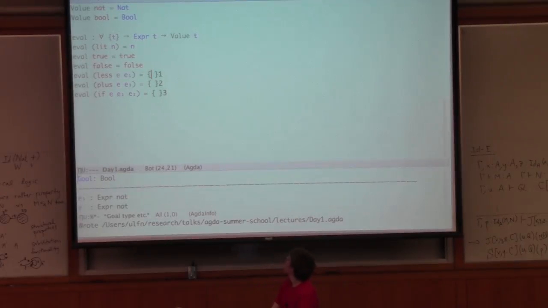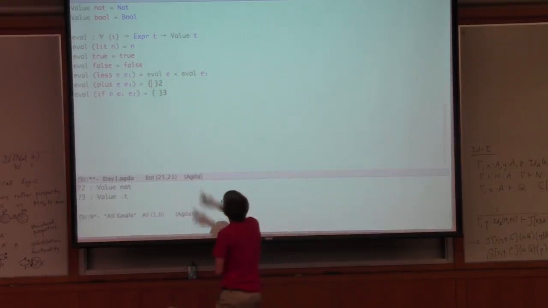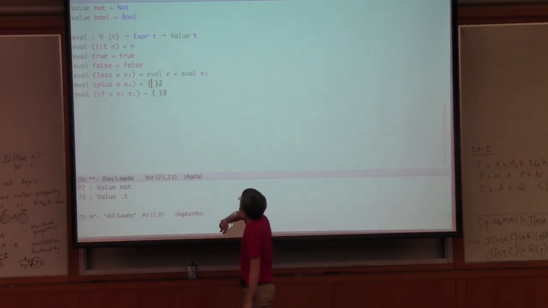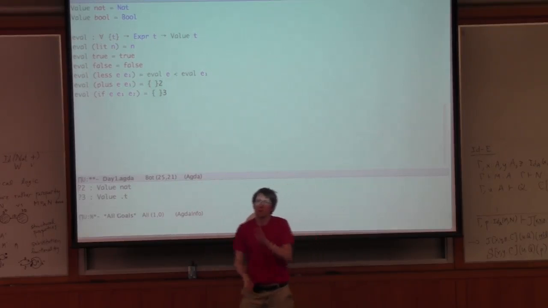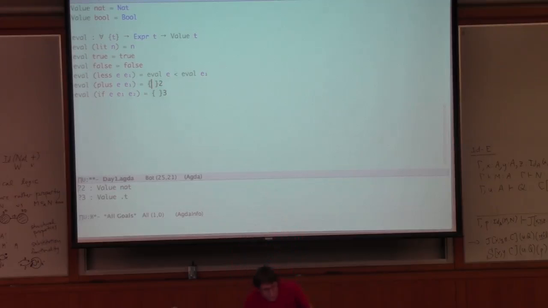Okay, so what about this one? This is the less function. We have two expressions of type nat, and we want to get a boolean. Well, we eval E and eval E1, and we check if one is less than the other. And that just goes. It works because the type of eval E and eval E1 is just nat, right? It's not some funny data type that we have to unwrap. It's just a natural number.